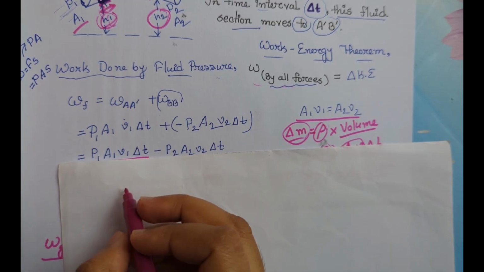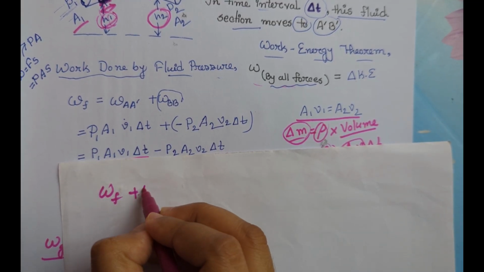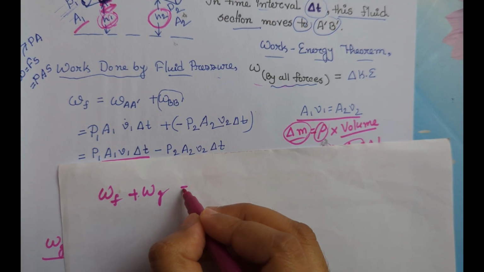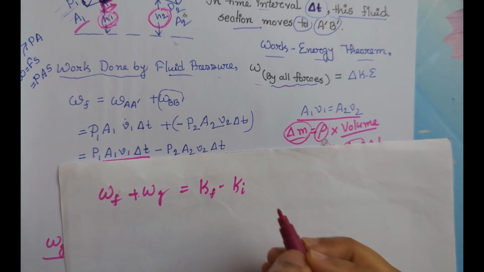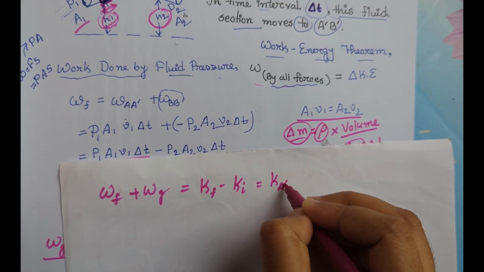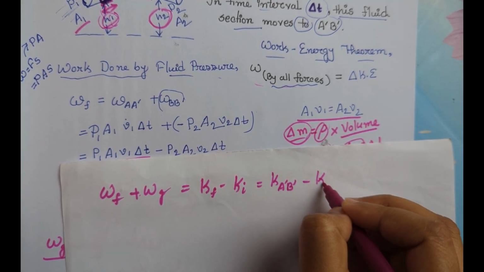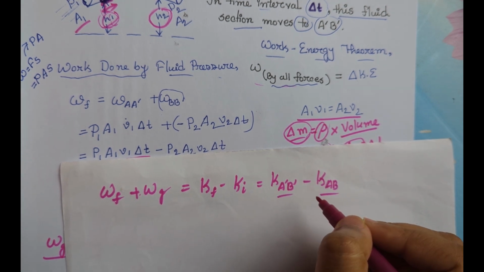So from this theorem we can write that the work done by fluid pressure and the work done by gravity is equal to the potential energy of final minus potential energy of initial. So what is this final? It equals the potential energy of A prime B prime minus potential energy of AB, because this is the initial position and this is the final position.